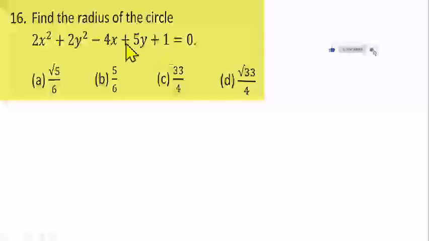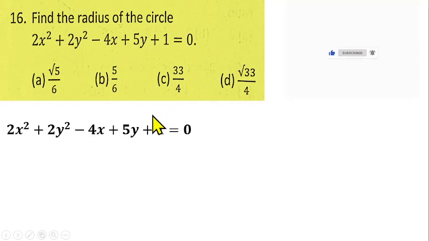Question number 16 is still on equation of circle. We have to find the radius of the circle: 2x squared plus 4y squared minus 4x plus 5y plus 1 equals 0. We have to find the radius of this circle. So the equation given to us is this. The first thing to do is to divide through by 2.